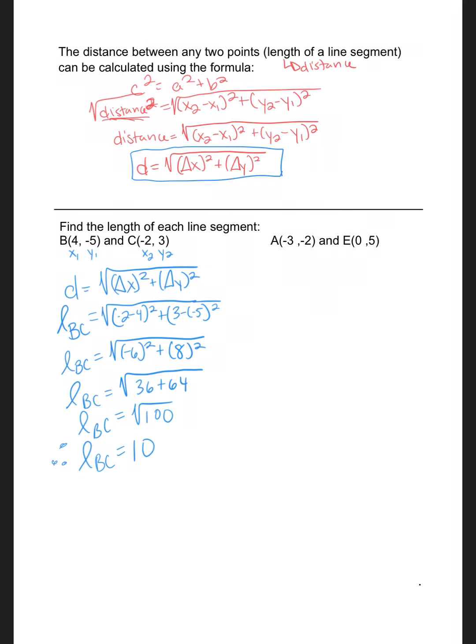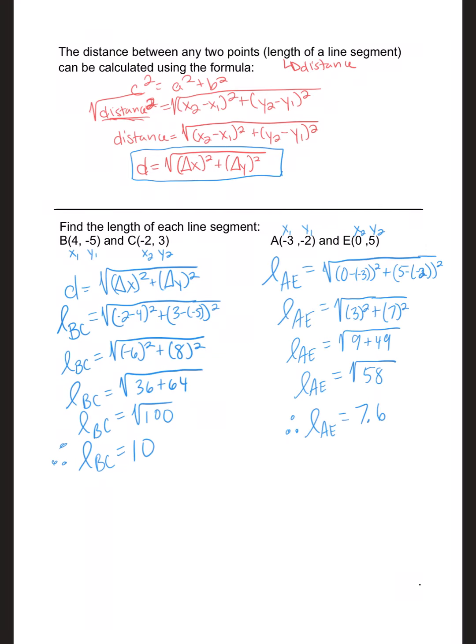Take a minute, pause the video, and see if you can find the distance of the line segment AE in the next example. Okay, there's your solution for the length of line segment AE. Hopefully you were able to substitute into that distance formula and work it through to get 7.6 units. Okay, that's all for your note for today.